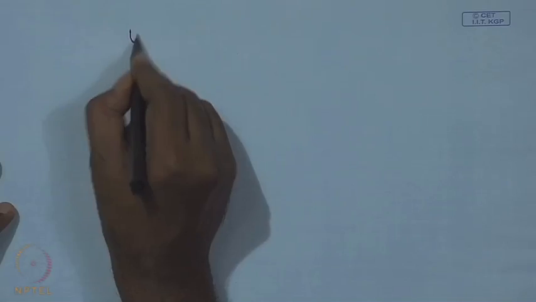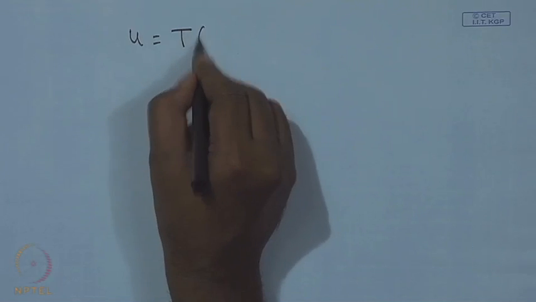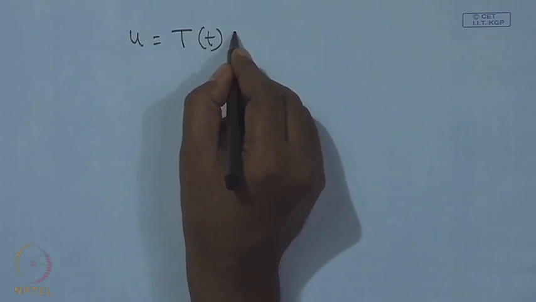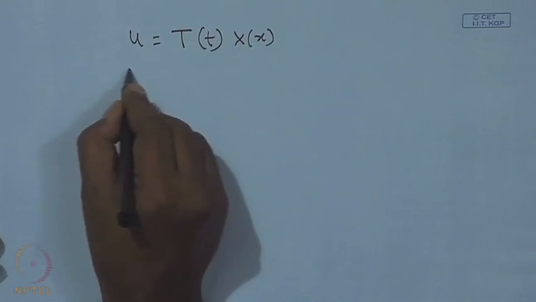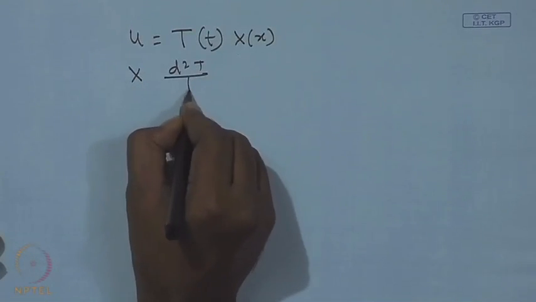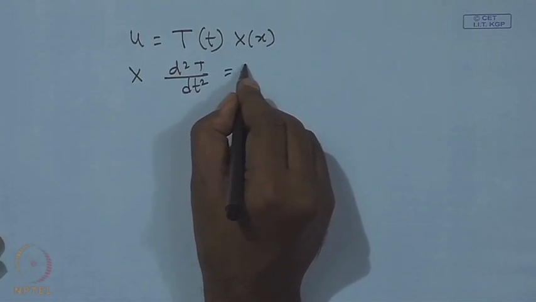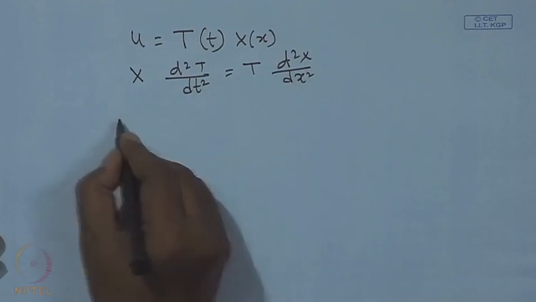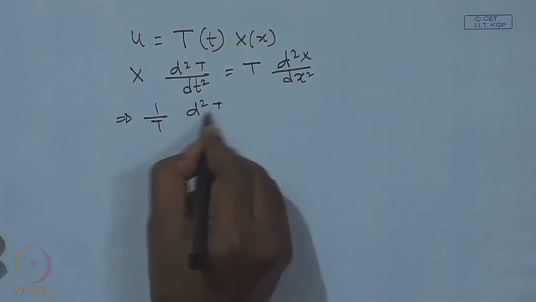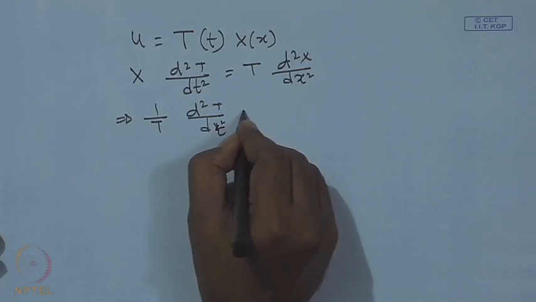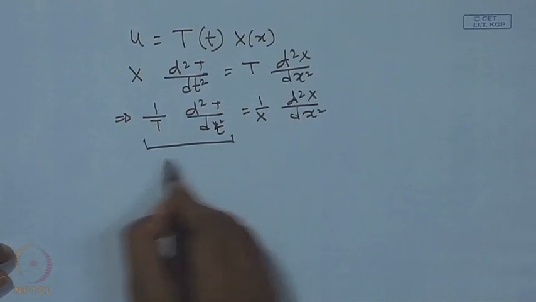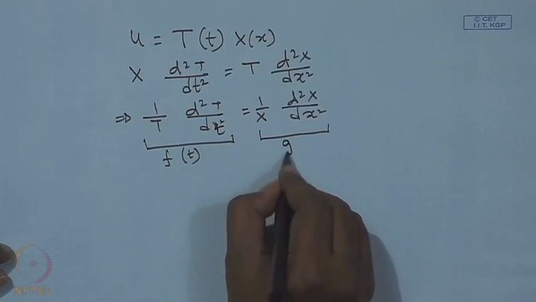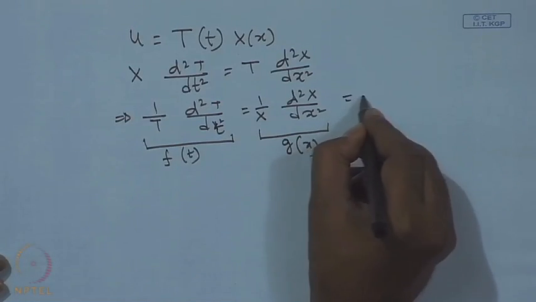So, what we do next, we consider that u is a product of two functions, one entirely a function of time and the other entirely a function of space. If you substitute this in the governing equation, this becomes X d²T/dt² = T d²X/dx². So, this becomes 1/T d²T/dt² = 1/X d²X/dx². Now, the left hand side is a function of time only, the right hand side is a function of space only. They are equal and they will be equal to some constant.